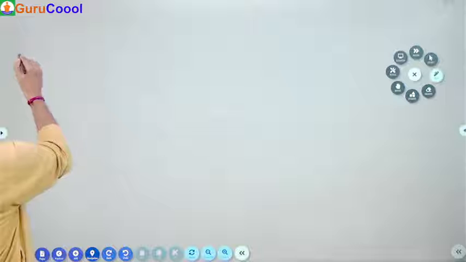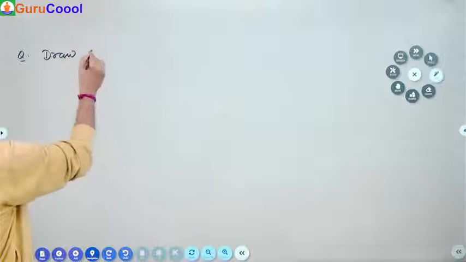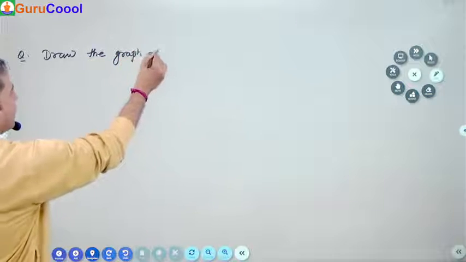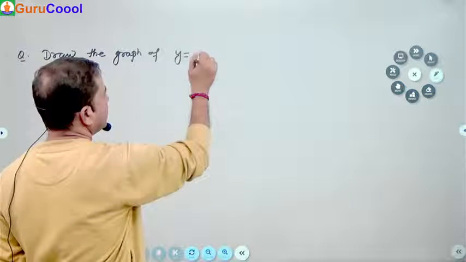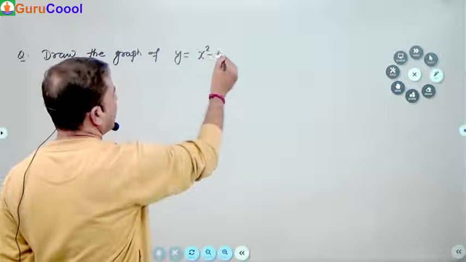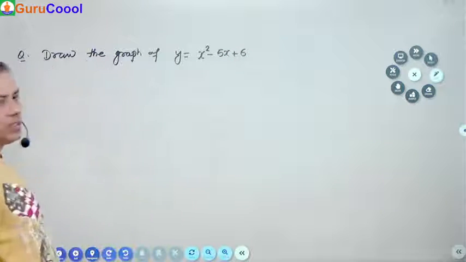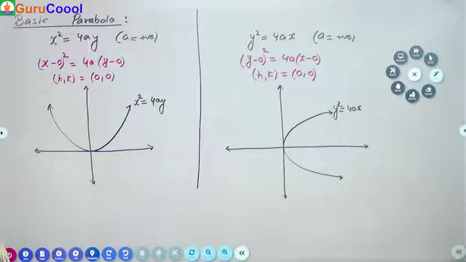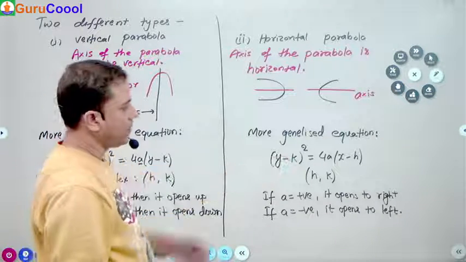Now let's draw this one. Draw the graph of y is equal to x square minus 5x plus 6. Let us see where this parabola appears. So what we need to do, we have to write that equation into either this form or this form.